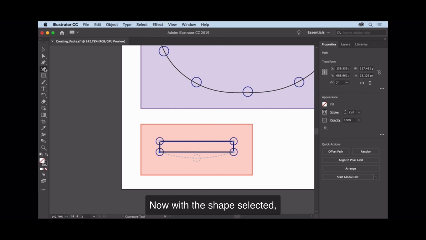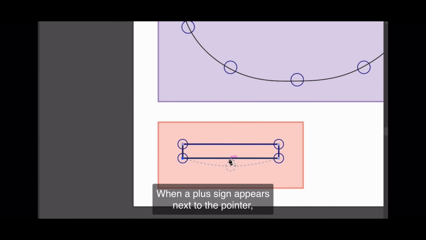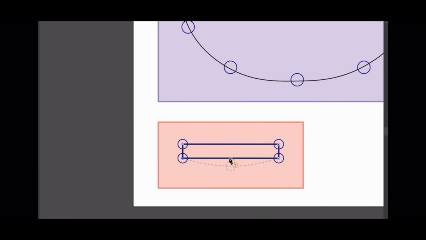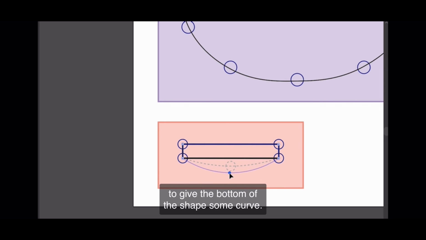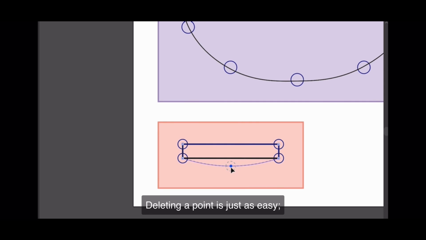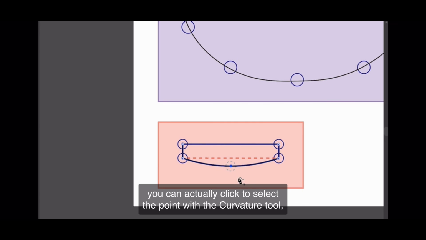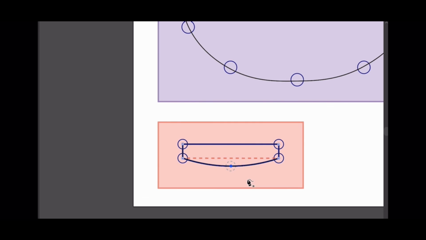Now with the shape selected, move the pointer over the bottom path. When a plus sign appears next to the pointer, click to add a point. Then drag that new point down to give the bottom of the shape some curve. Deleting a point is just as easy. You can actually click to select a point with the Curvature tool and press Backspace or Delete to remove it.